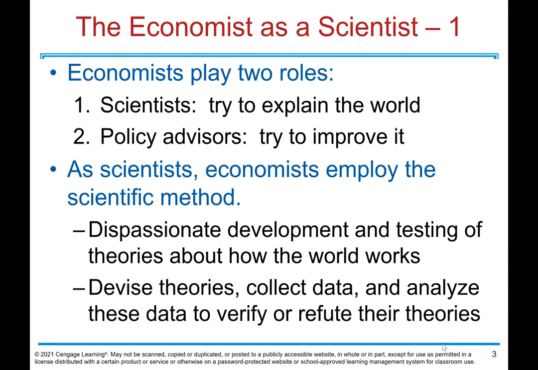Economists as scientists. Economists play two roles. One, as scientists, they try to explain the world. Two, as policy advisors, they try to improve the world. As scientists, economists employ the scientific method. The scientific method is the dispassionate development and testing of theories about how the world works. Scientists devise theories, collect data, and analyze these data to verify or refute their theories.